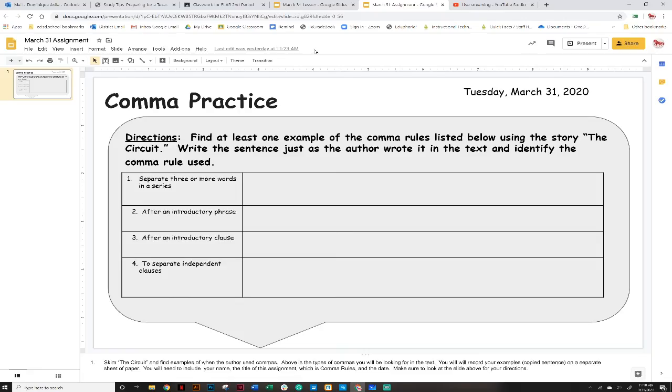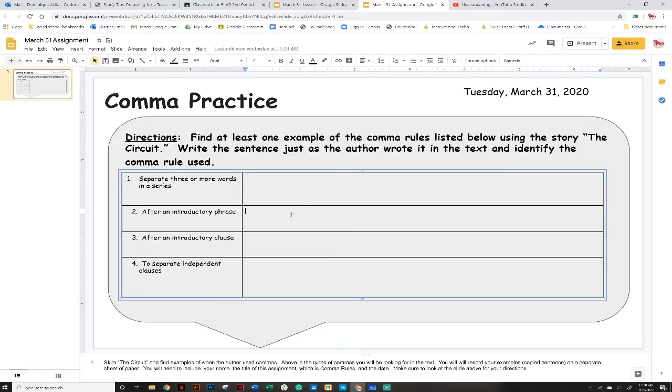So on your assignment, you're going to write it out here. Find at least one example. So the comma rules are already listed for you. All you have to do is just find the example and write it or type it out here. Once you do that, submit it, and you guys will be done.